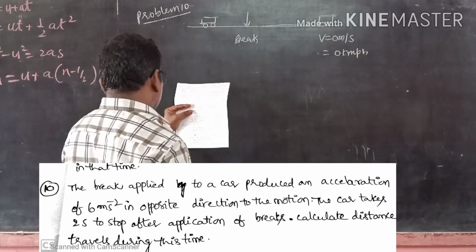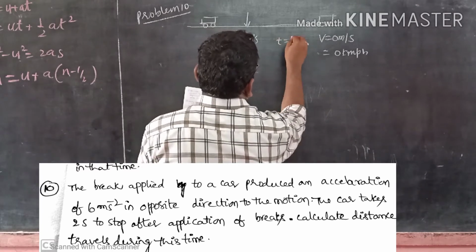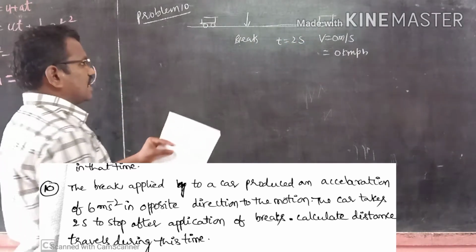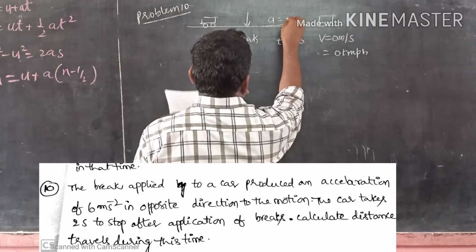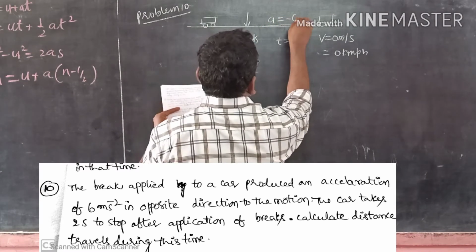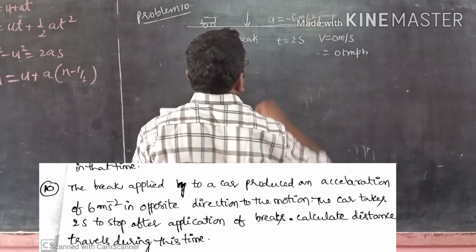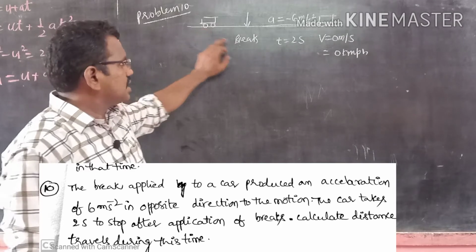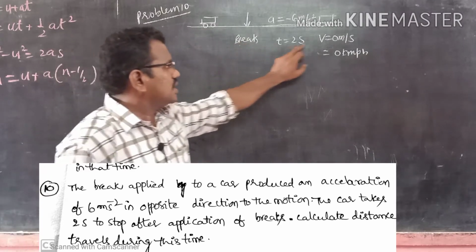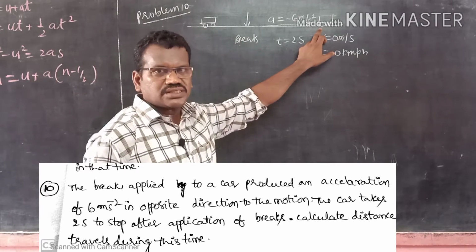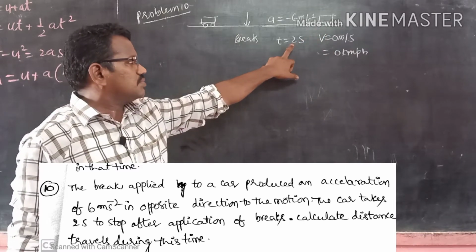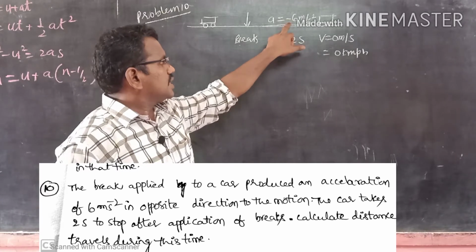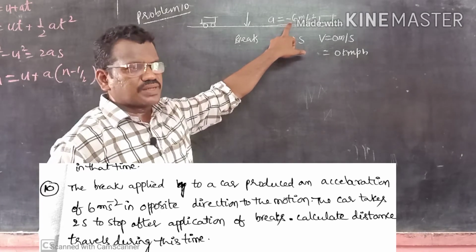How much time is taken? 2 seconds. So t is equal to 2 seconds. Here negative acceleration is provided. a is equal to minus 6 meter per second square. See, your car is moving. For that car, they applied the brake. Then finally the car comes to rest. How much time is taken? It is 2 seconds, provided in the problem. Now the negative acceleration is minus 6 meter per second square.